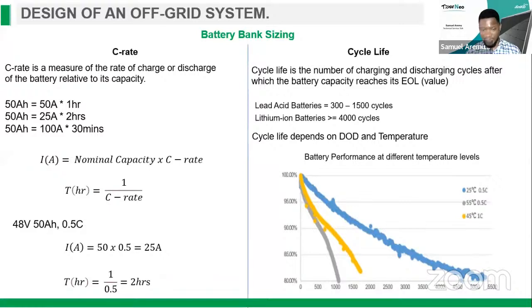And here I have a small graph. We can see that at a very high temperature of 55 degrees Celsius, the cycle life of this lithium-ion battery drops to 1,000 cycles, and at 45 degrees Celsius, you can see 2,000 cycles. We can see how greatly temperature affects battery cycle life. So let's always make sure our batteries are within the temperature range specified in the data sheet of the battery.